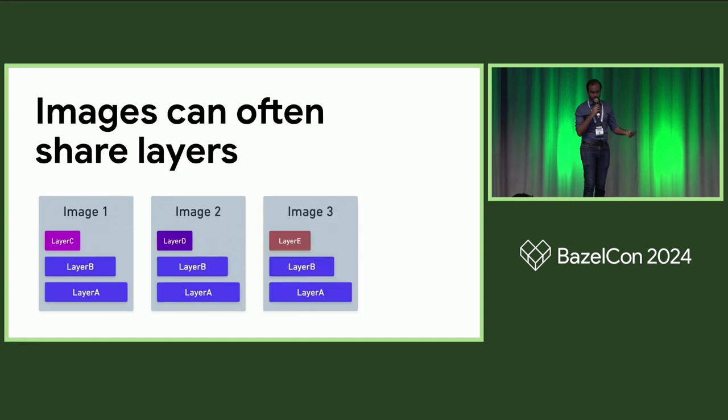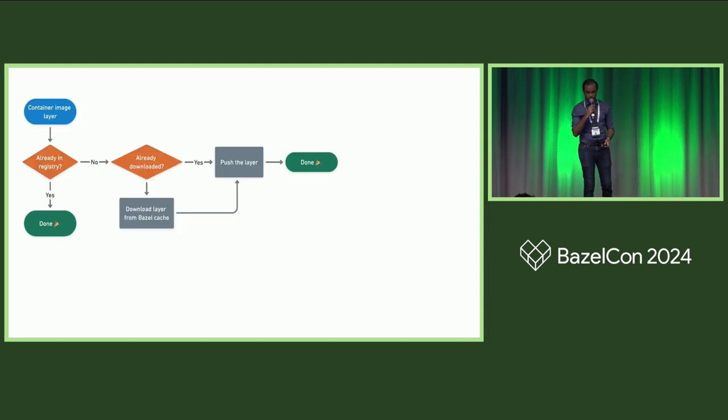So there's even more savings. It comes from multiple container images. They can share layers. So if you've extracted your third-party deps into a shared layer, you can have that shared across a bunch of different services that have the same set of third-party deps. So here we have image 1, 2, and 3 all sharing their first A and B layers. So in that case, we can only download the layer once per every build, even if it ends up being pushed to multiple different image repositories.